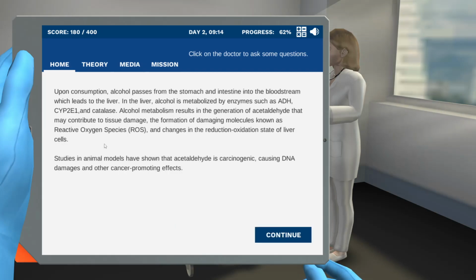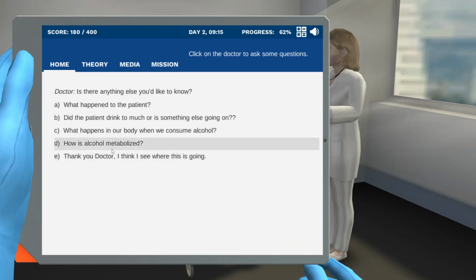Upon consumption, alcohol passes from the stomach and intestine into the bloodstream, which leads to the liver. In the liver, alcohol is metabolized by enzymes such as ADH. Is there anything else you'd like to know?